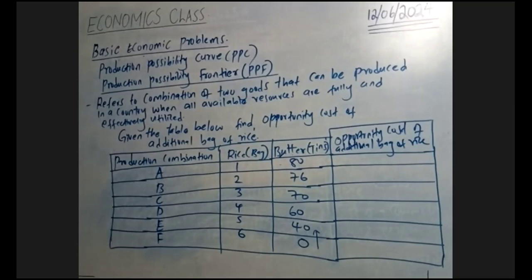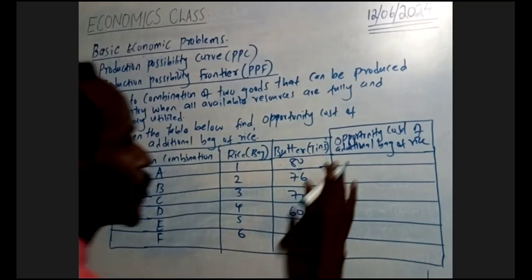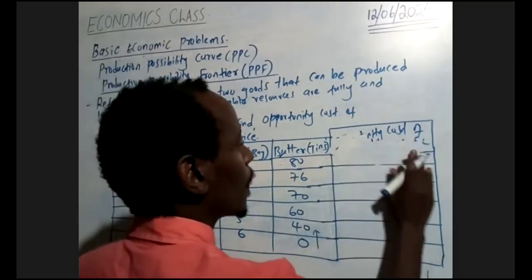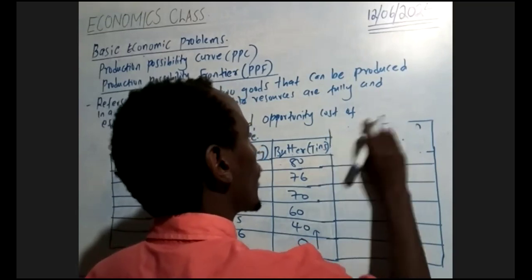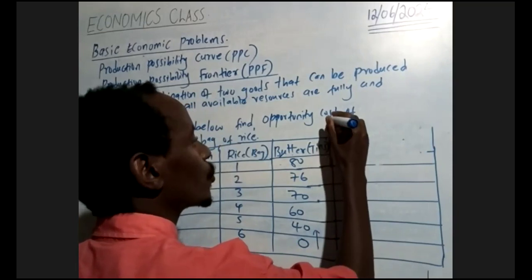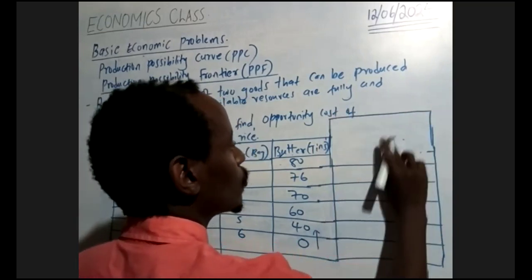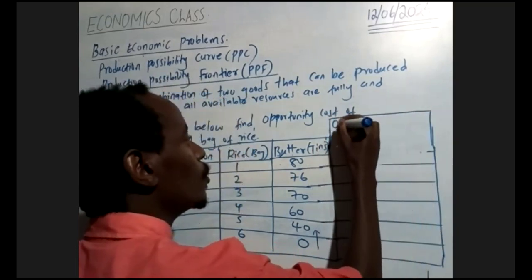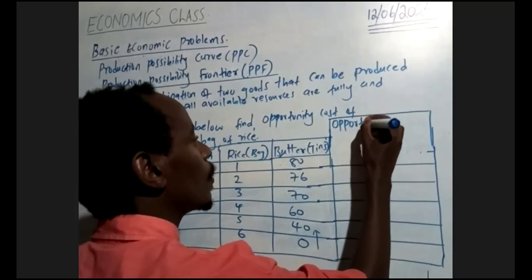So opportunity cost of additional bag of rice. So opportunity cost, let me write it clearly so that it shows. So this is what you can be asked in an exam. So this is the solution.